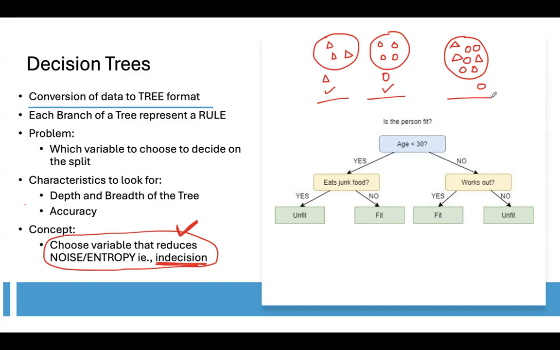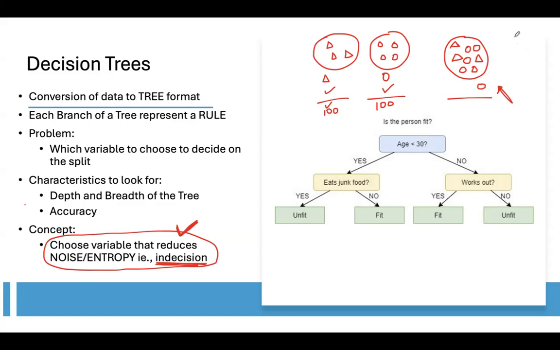Here, there is some indecision, but because the majority belongs to circles, therefore I label it as circles. So here I have got 100% decision. Here I have got 100% decision. And here it is less than 100%, but greater than 50%. Because one class or one object is in majority, I will say that this basket belongs to that majority.